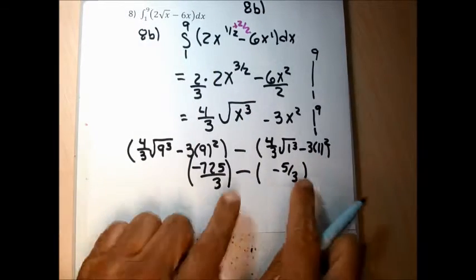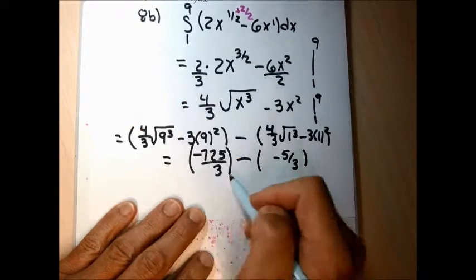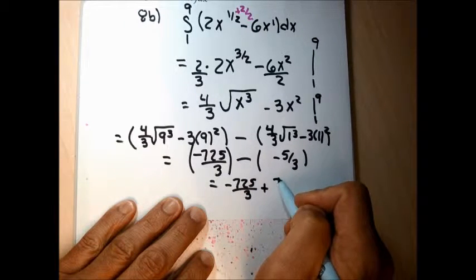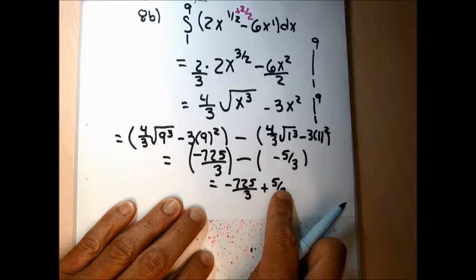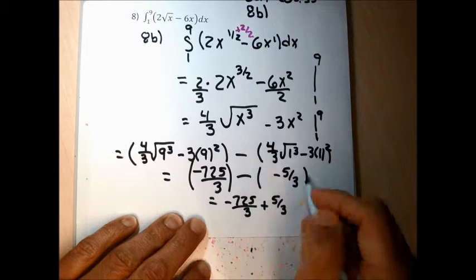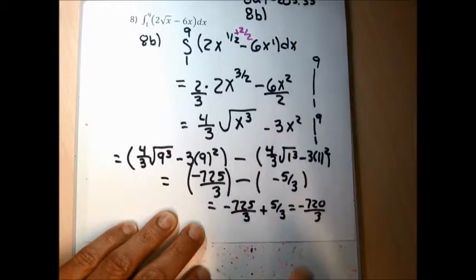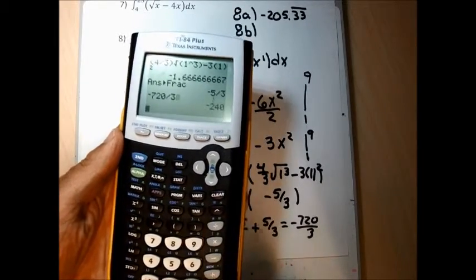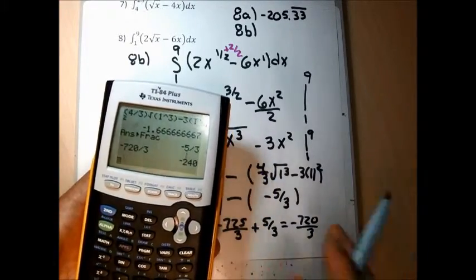So now I have a double negative here that's going to go plus. So this is going to be equals negative 725 over 3 plus 5 over 3. That I can do in my head. That I get negative 720 over 3. Really? I have a mistake. I don't know where it is, but I know I have one, because negative 720 over 3 doesn't equal 205.33. Let me see what happens there. Negative 720 divided by 3, get negative 240. That's troubling. I have a mistake. Let me double, triple check.